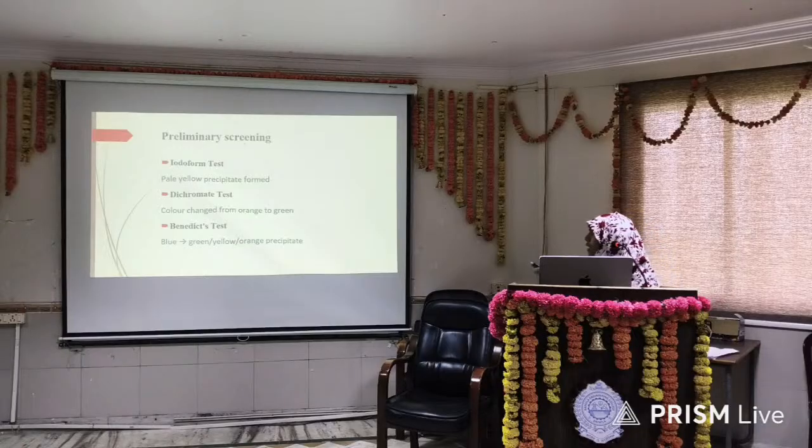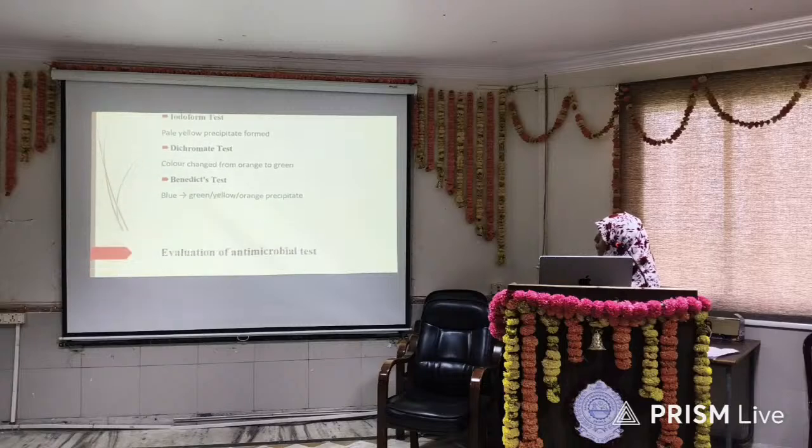In preliminary screening, we have to perform 3 tests: the iodoform test, which confirms the presence of ethanol; the dichromate test, which confirms the presence of reducing substances and alcohol; and Benedict's test, which confirms the presence of reducing sugars like glucose, sucrose, fructose, etc.